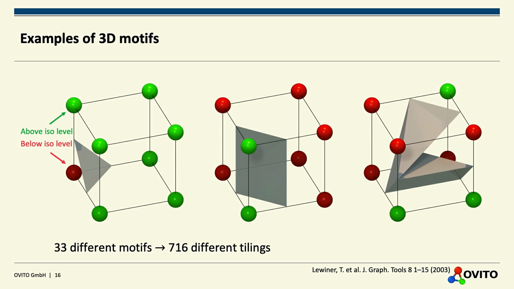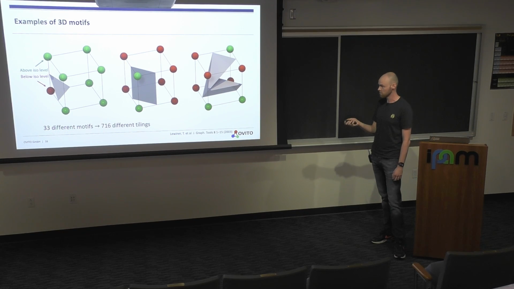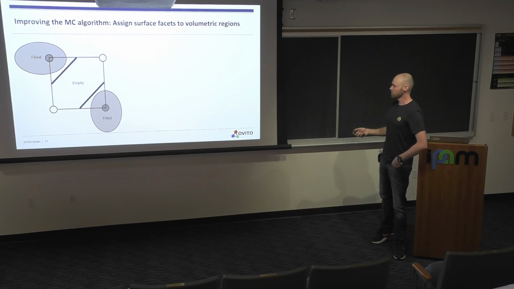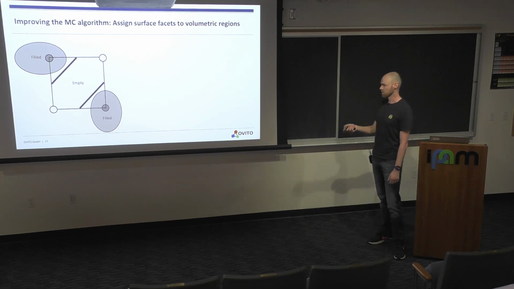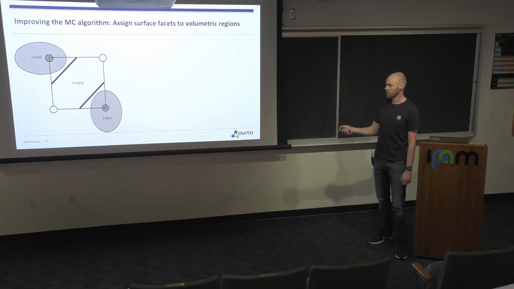There are 33 different ones, which results in about 700 tilings when you exclude symmetry. And these are tabulated. You can download tables from the internet and make this yourself. It's not super difficult. However, this is where the limitation comes from, because standard marching cubes only has this information.